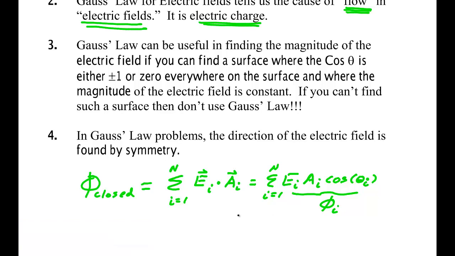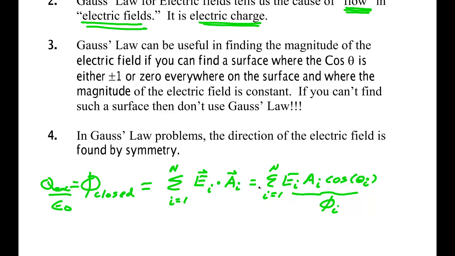Now, the problem is we'd like to find E, and that's going to be difficult because the E is inside the sum. I have a way to find this side now. That's Q enclosed. I want to use it to find E, so I need to be able to get that E outside this sum.